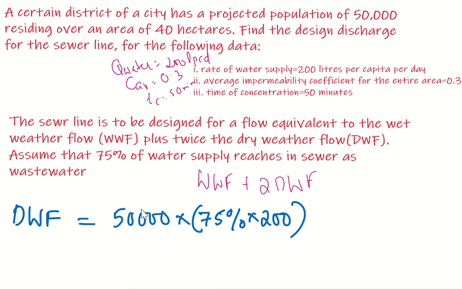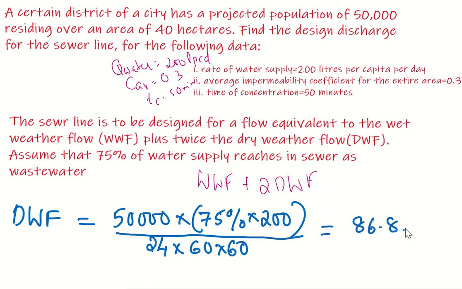So 150 into 50,000. Okay, I need this in liter per second. So again, this is per day, so I have to convert it into seconds. In a day, 24 hours, 60 minutes and 60 seconds. Convert it directly, you will get the answer as 50,000 into 150 divided by 24 into 60 into 60. This will be equal to 86.8 liter per second. So this is the dry weather flow or sewage flow.